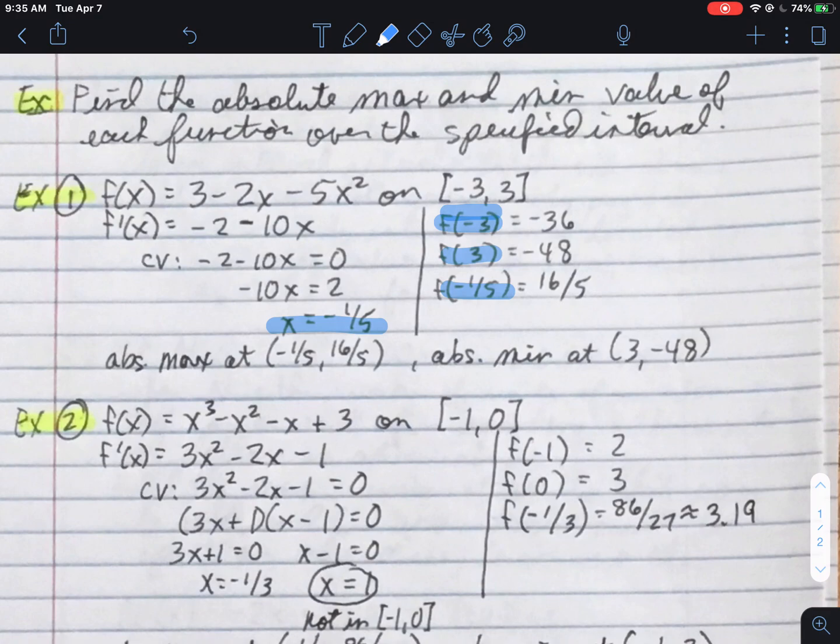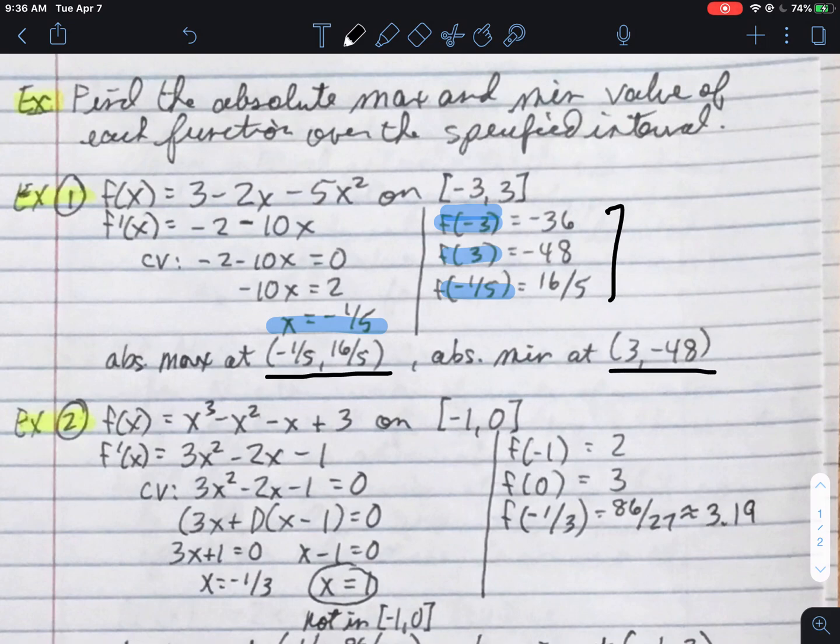And then we simply compare these values. The largest is your absolute max. So we have an absolute maximum of 16/5. It's located at negative 1/5. Or also notice here we're saying that the absolute maximum occurs at this point. Right? We have an absolute minimum. The smallest value there is negative 48. So we do have an absolute minimum that occurs at the point 3, negative 48.